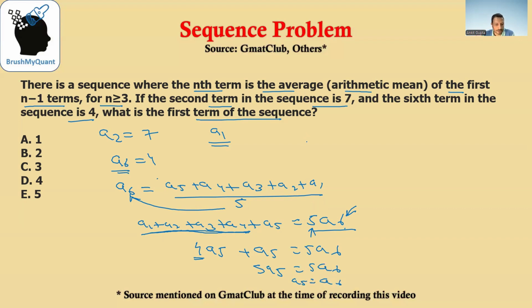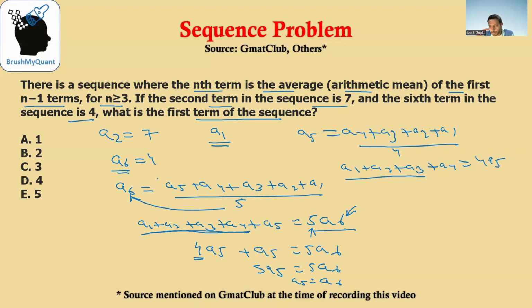Let's do a similar thing for A5. A5 can be written as A4 plus A3 plus A2 plus A1 divided by 4. That means A1 plus A2 plus A3 plus A4 is equal to 4 times A5. A1 plus A2 plus A3 can be written as 3 times A4, so 3 times A4 plus A4 is equal to 4 times A5, or that means 4 times A4 is equal to 4 times A5, or A4 is equal to A5.